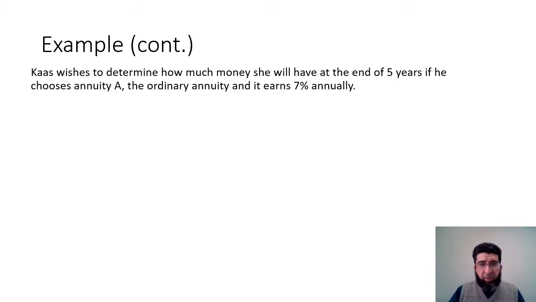KA wishes to determine how much money she will have at the end of 5 years if she chooses annuity A, the ordinary annuity from two slides ago, and it earns 7% annually.